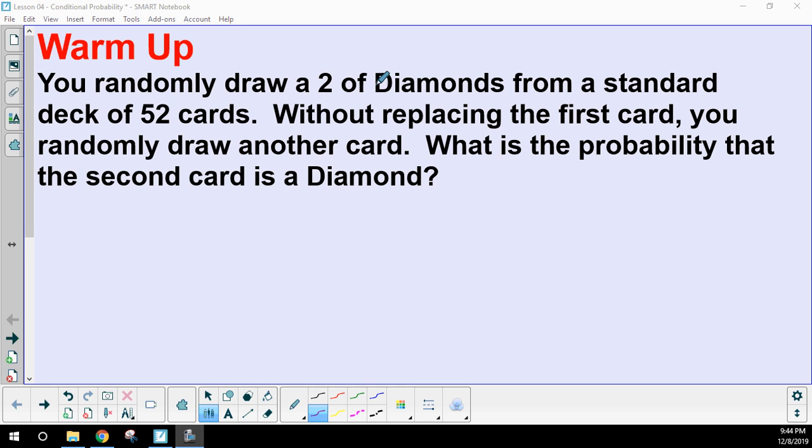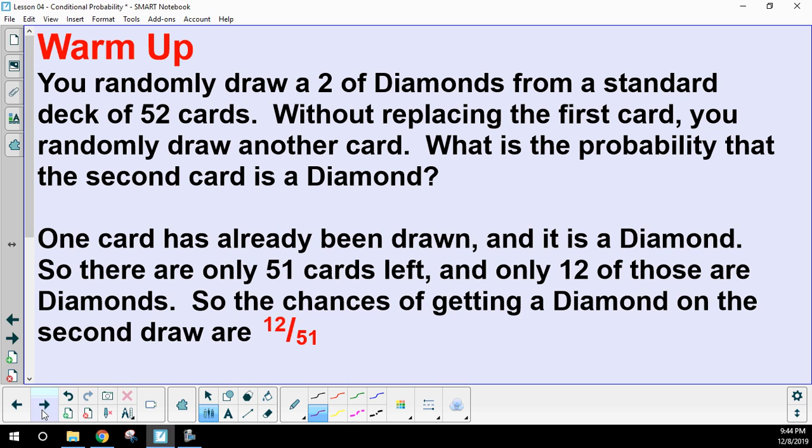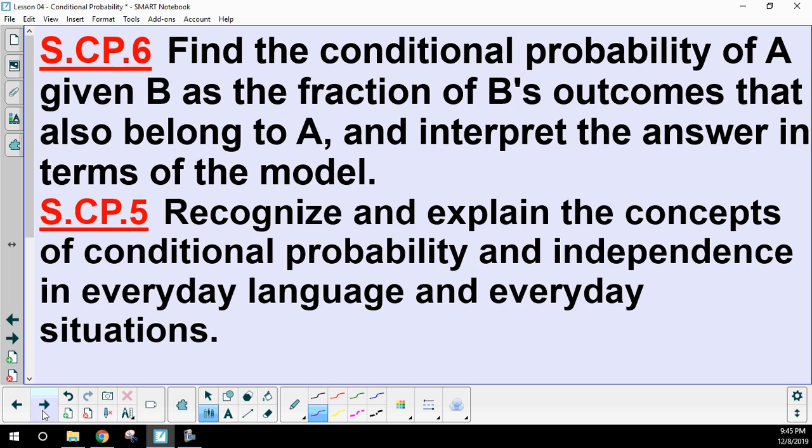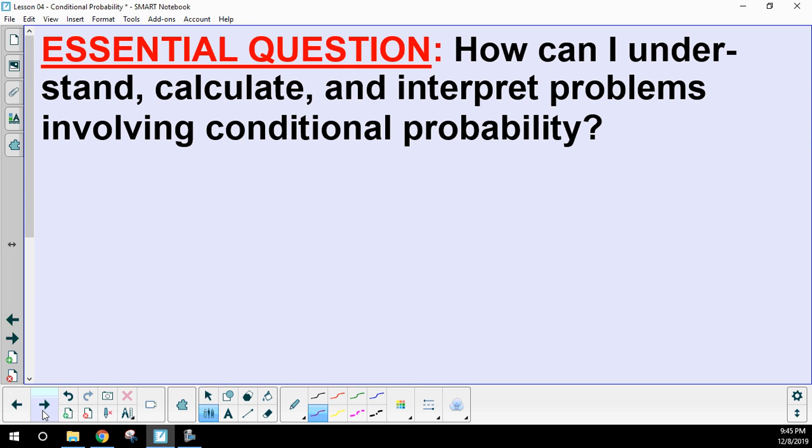That's right. Remember, we already pulled a 2 of diamonds out. So, the total of diamonds has dropped to 12, and the total number of cards has gone to 51. So, keep this in mind. This is what conditional probability is all about. This event affected the second one. What was that called again? That's right, dependent. So, how can I understand, calculate, and interpret problems involving conditional probability?